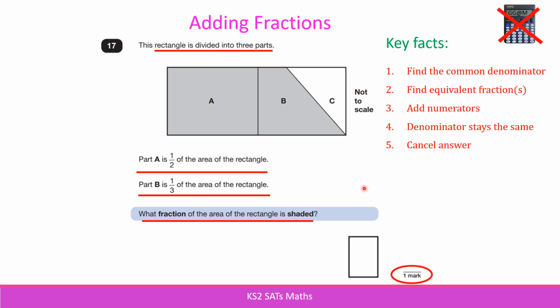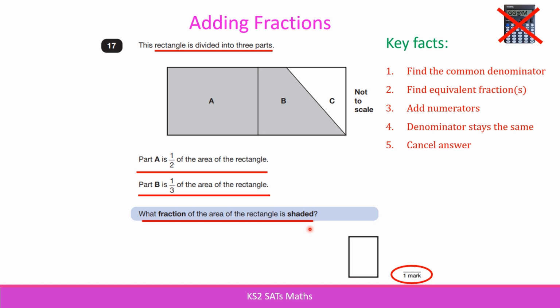Now you will need to cancel your answer if you didn't find the lowest common denominator and it was just any denominator. So just check your answer: does it cancel? If it doesn't cancel, you found the lowest common denominator. Press pause, have a go at working out the total area of the rectangle that is shaded, and then press play when you've got an answer.